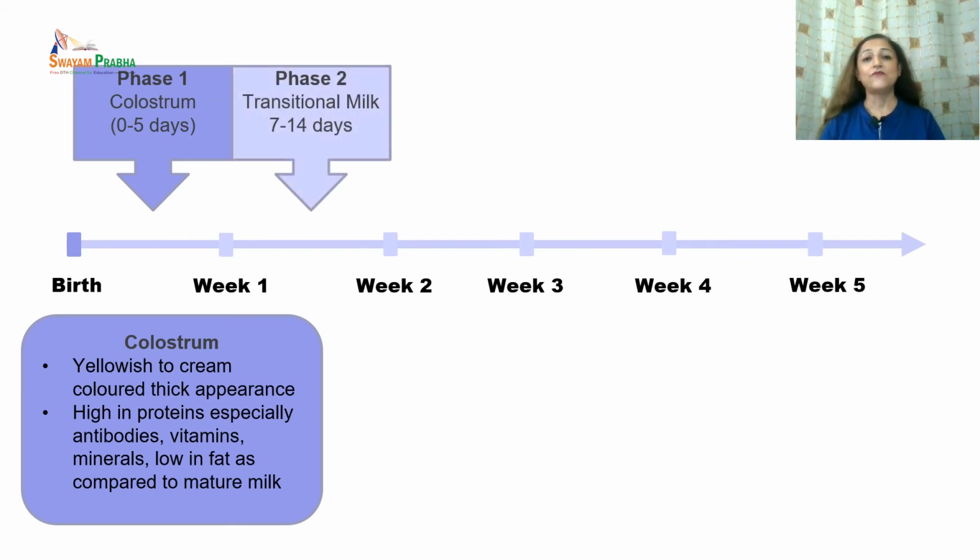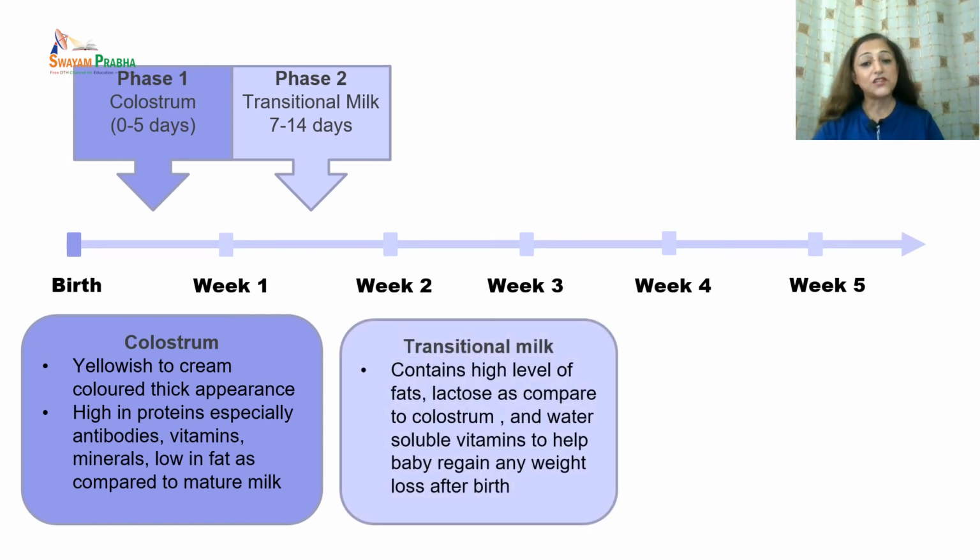This is followed by the second phase, a period of 2 weeks where transitional milk is produced by the body of the mother. This transitional milk contains high levels of fats and lactose as compared to colostrum, and it also contains water soluble vitamins, and all these things help the baby to regain any weight loss after the birth.